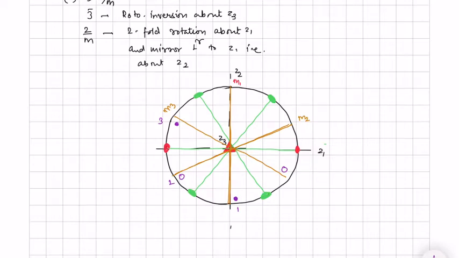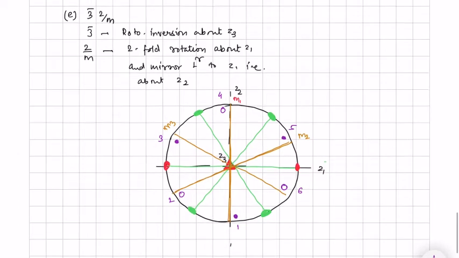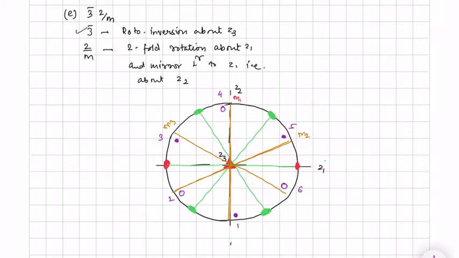Similarly, this is rotated by 120, lands on point 1, when inverted, goes here and becomes point 4. When point 4 is rotated by 120, it lands on point 2, and after inversion, becomes this point, point 5. Point 5 after 120 degree rotation lands on point 3, and after inversion becomes this hollow point, which is 6. Okay, now we are done with the first thing, that is 3 bar. Now we have to go for 2 by m.